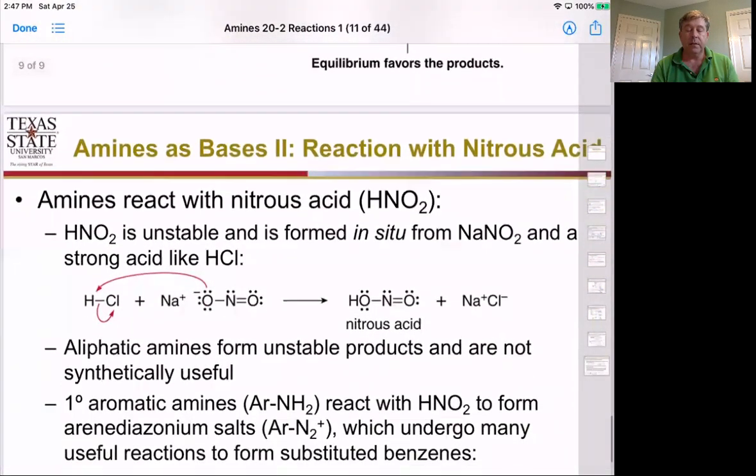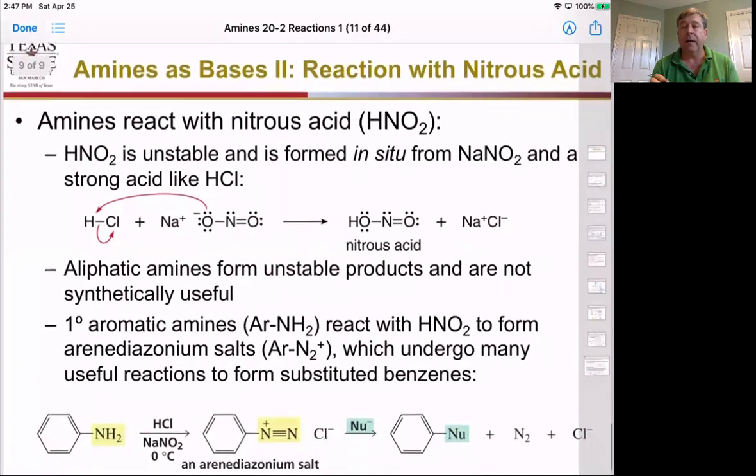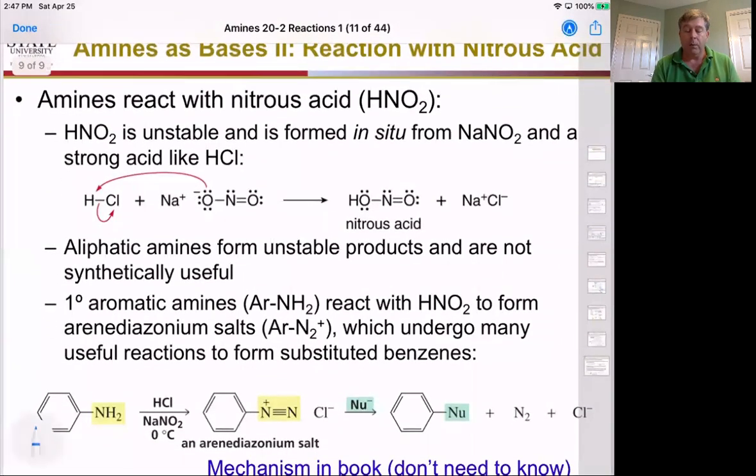Okay, so how can we use this other type of acid-base reaction to our advantage? Well, one way we can do that is we can turn an amine into a much better leaving group. And we do this by reacting amines with what we call nitrous acid. Unfortunately, nitrous acid is not very stable, so you actually have to create it in situ by taking sodium nitrite and reacting it with a strong acid like HCl to create nitrous acid. So when we create nitrous acid, it reacts with the amine and then removes water to generate what we call a diazonium salt.